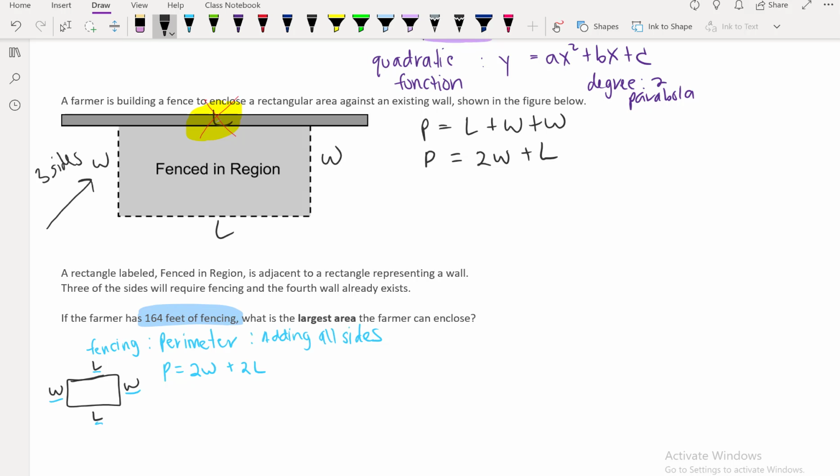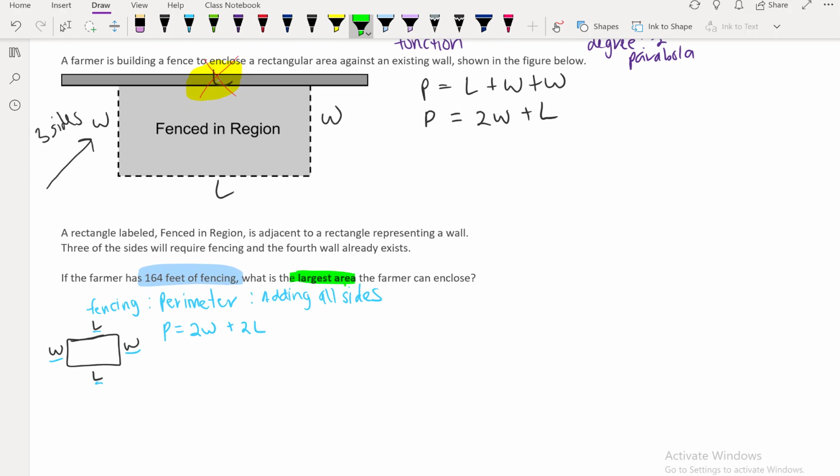Okay. Now, the other thing that it's asking you to do, well, it's talking about area. So if I'm talking about a regular rectangle, its area is equal to length times your width. So you have your L and your W for your area. So I'm just going to write it over here. Area is equal to L times W.